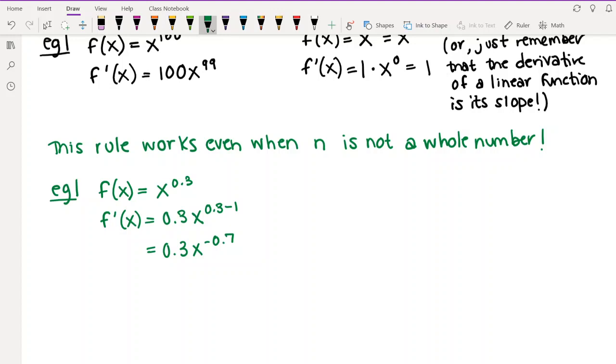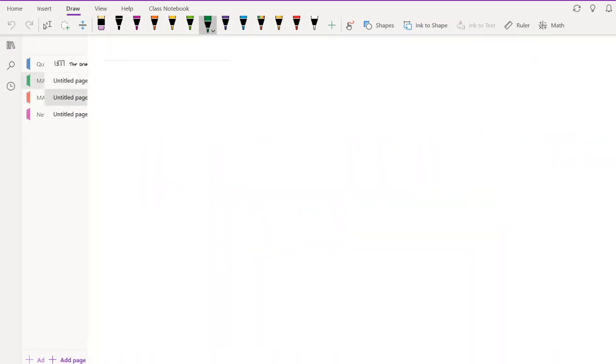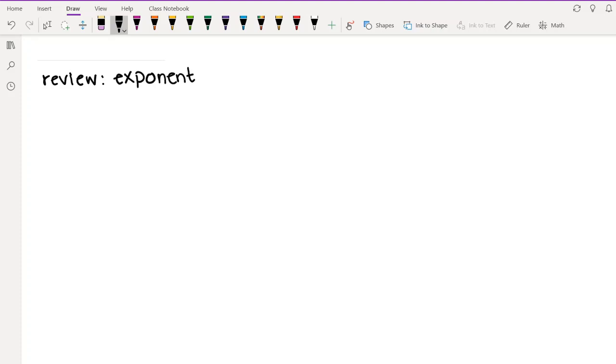So before we get into our next two examples, let me go on a separate page and remind you of a couple of exponent rules that I think will be useful to know. So, review. These are things that you should have learned in your pre-calculus class. Hopefully it's a little bit of a review, but these are things that you have seen before.